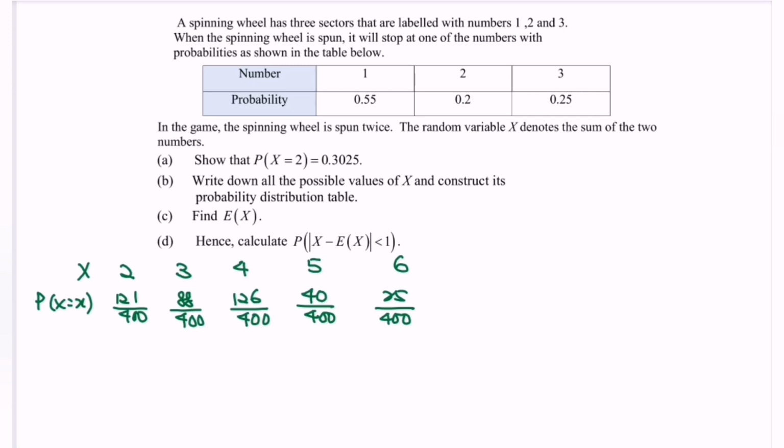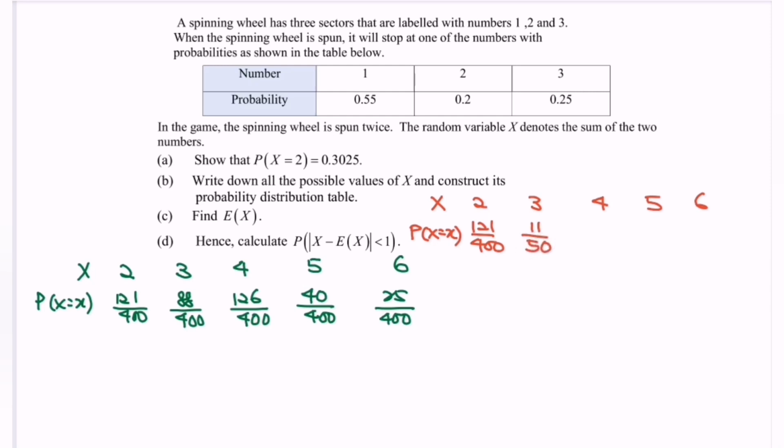So if it refers to this part, maybe we can simplify the situation and we rewrite probability that for the random variable, we have 2, 3, 4, 5, and 6. And the probability, if for the 2, we will have 121 over 400. So the answer is still the same, 121 over 400 after we simplify. Next, for the situation 88 over 400, so the answer will be 11 over 50.